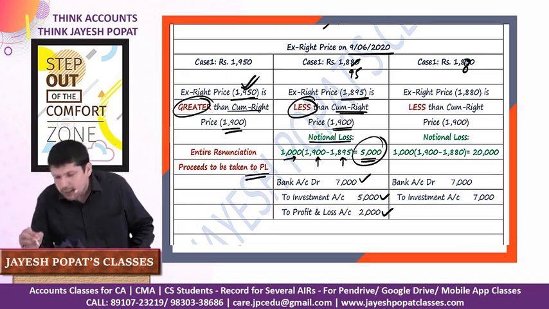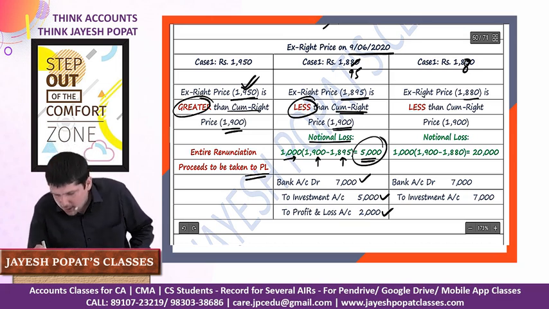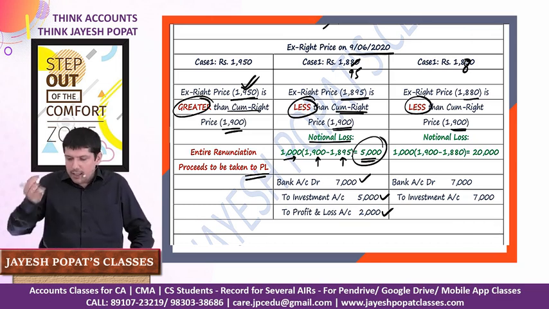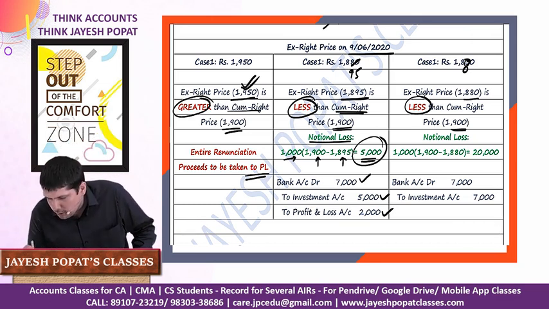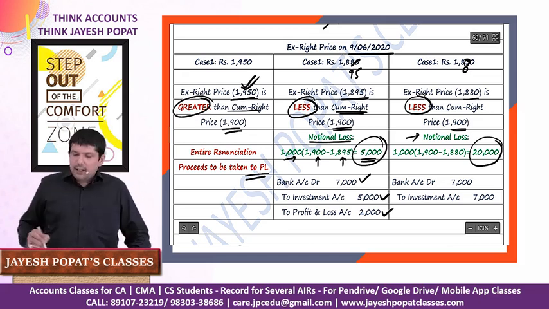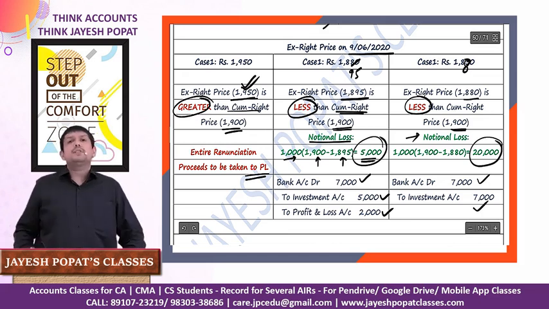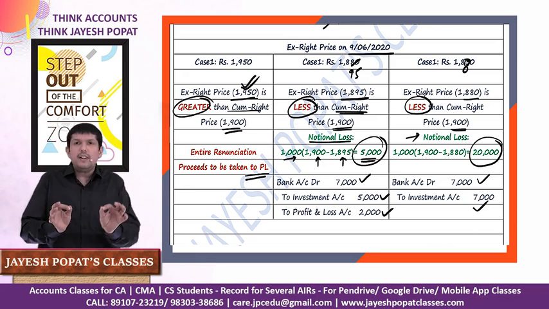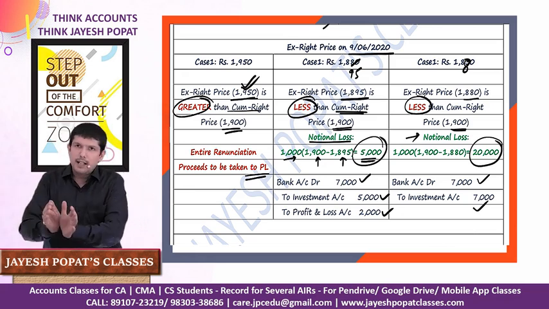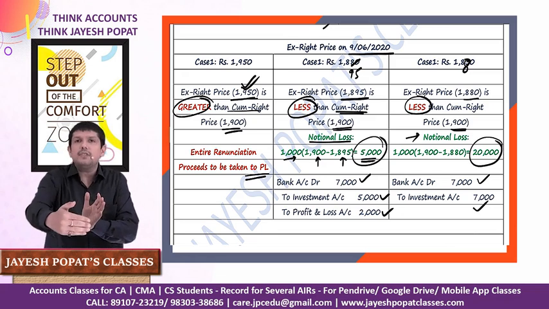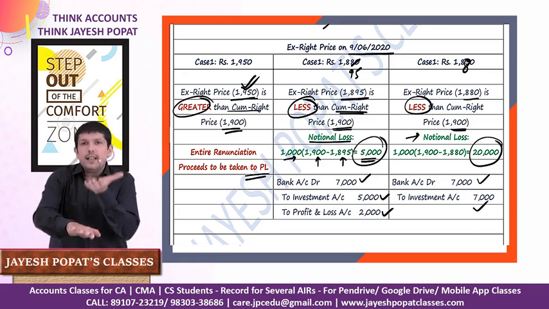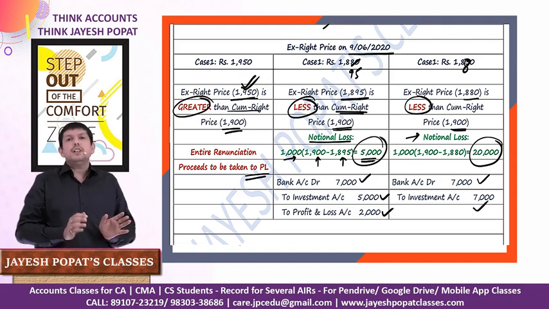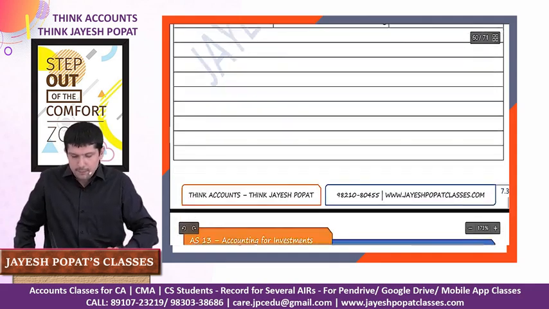In the third case, the ex-right price is 1880, which is obviously less than our cum right price of 1900 at which we had purchased the shares of Reliance to get entitled to buy the rights shares. So here the notional loss is 20,000. In this case, the entire renunciation proceeds will be credited to the cost of the investment. Please remember that this treatment will come only when the shares were purchased during the cum right period, and immediately after the record date of the rights issue, the ex-right price is lower than the cum right price at which we had purchased the shares. Otherwise, always the renunciation proceeds will go to the statement of profit and loss.